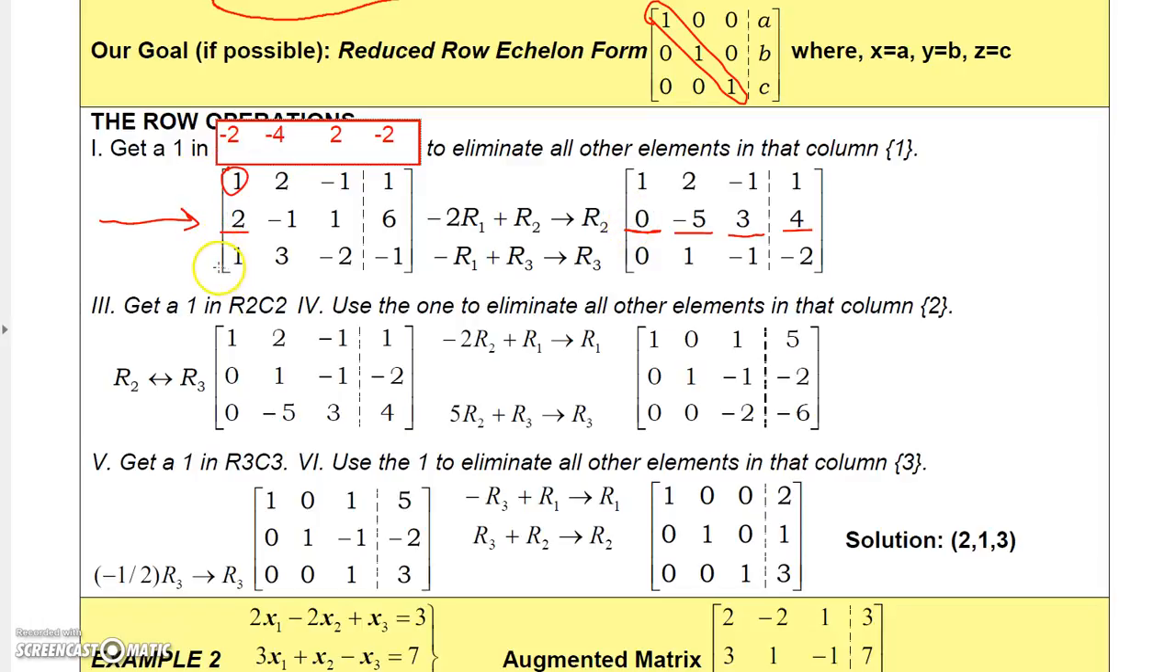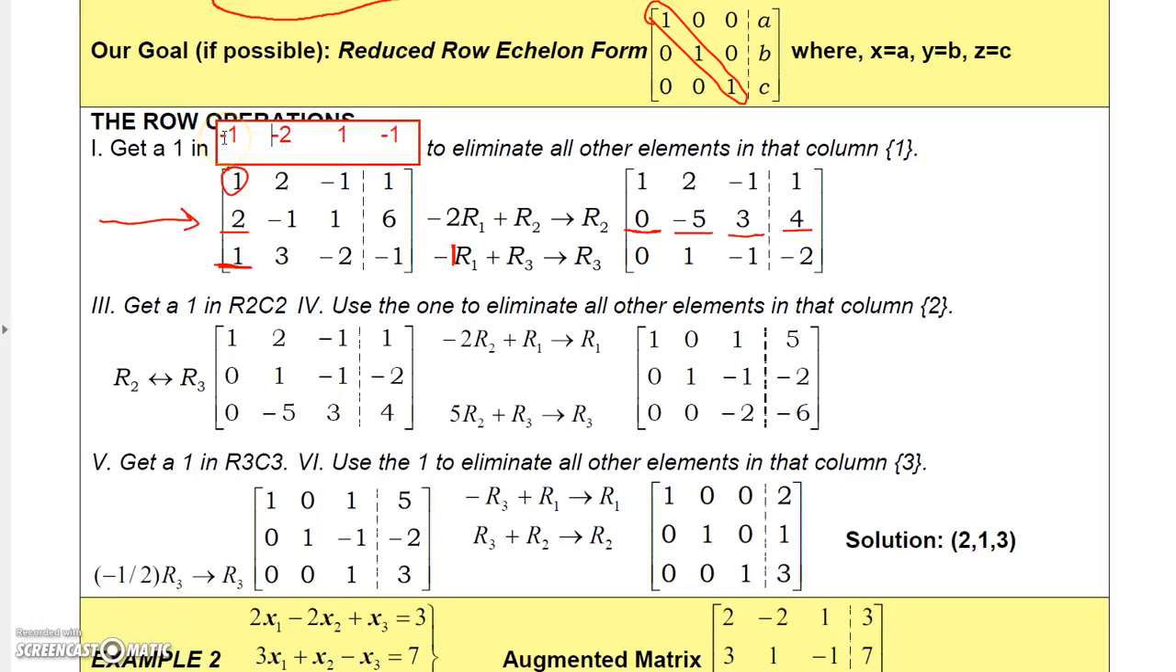Then I also want to get rid of this 1 right here. Now in order to get rid of this 1, I need to multiply row 1 by negative 1, or just minus row 1, or you can say negative 1 row 1. If I multiply everything in row 1 by negative 1, then it just changes all the signs. So I'll have negative 1, negative 2, 1, and negative 1.